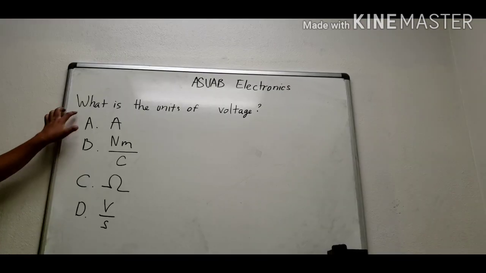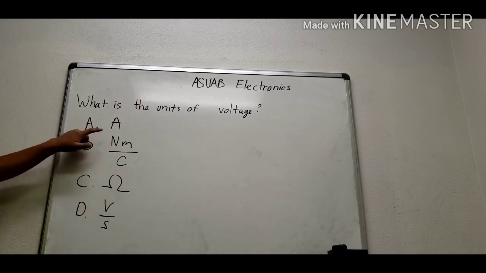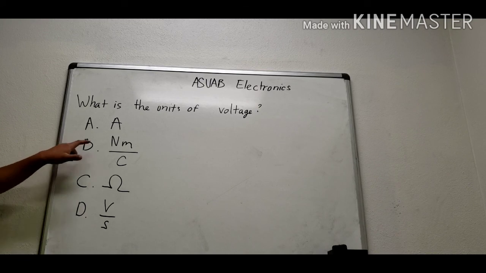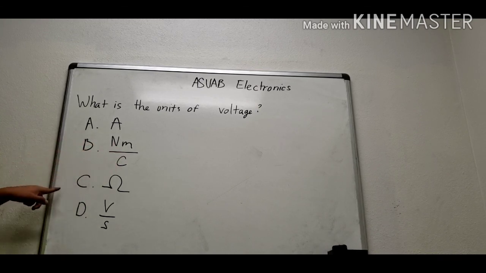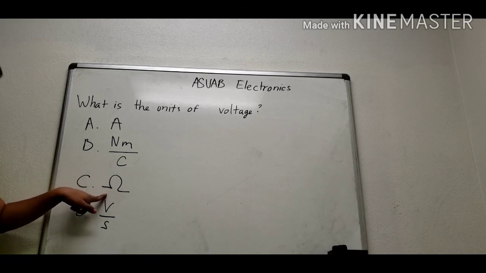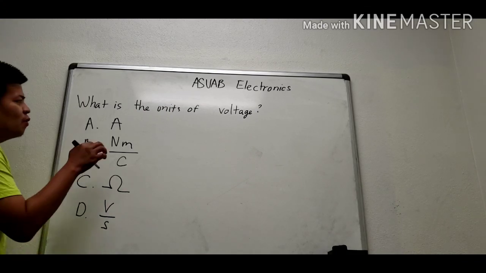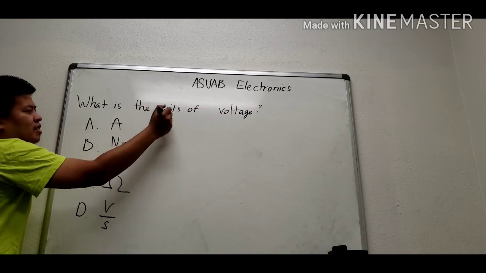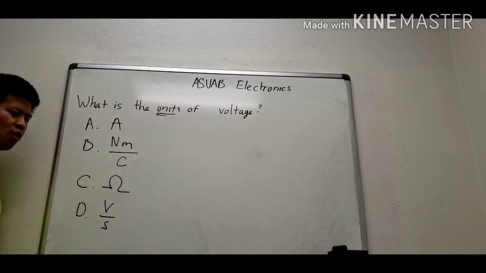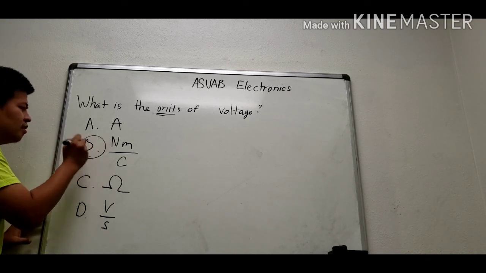We ask, what is the unit of voltage? We have A is amp, B is Newton multiplied with meter per Coulomb, C is omega, D is voltage divided by second. So the question they ask is about the voltage, and they ask about the unit. So the answer for this question is B.